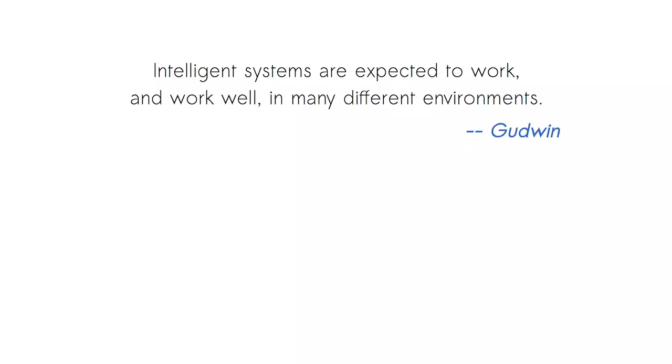So there are a few key things here already. They're expected to work, so they actually do something, and they have to do it well. So there's some notion of success or failure, or you're achieving something, some kind of goal that you have to have. And then it's in many different environments. What they really mean is some sort of general intelligence: you have to be general. You can't just be a one-trick pony. You've got to be able to deal with all different kinds of possibilities and all sorts of things.